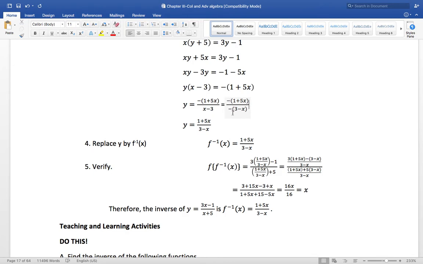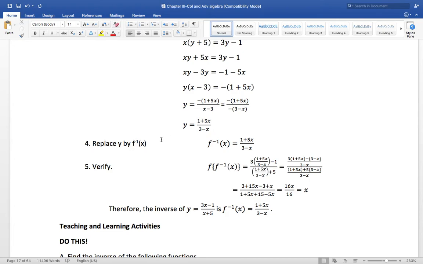and in the denominator. So in this case, negative divided by negative will give you positive 1, leaving 1 plus 5x all over 3 minus x only. Okay, so this is now the value of your y. Y is equal to 1 plus 5x all over 3 minus x.